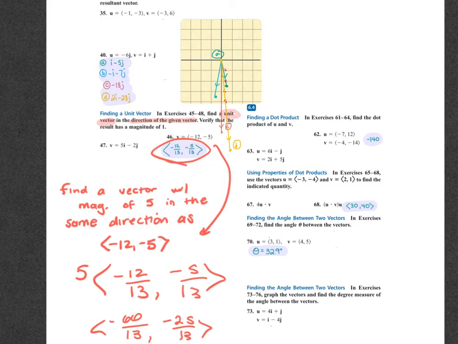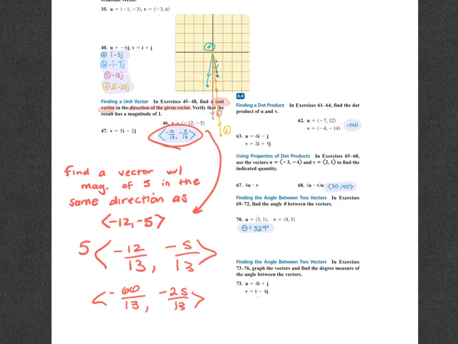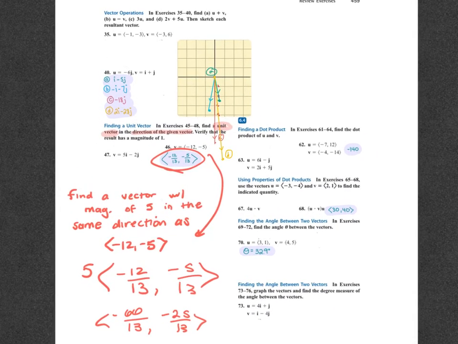All those properties of dot products. We went to angle in between, like number 70. Make sure you can graph them. Make sure you'd be able to find the sum using the graph, all that stuff that we went over yesterday.